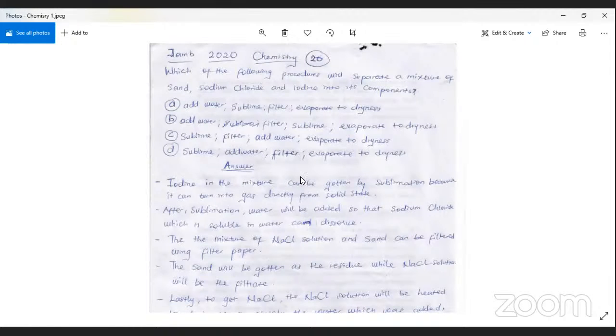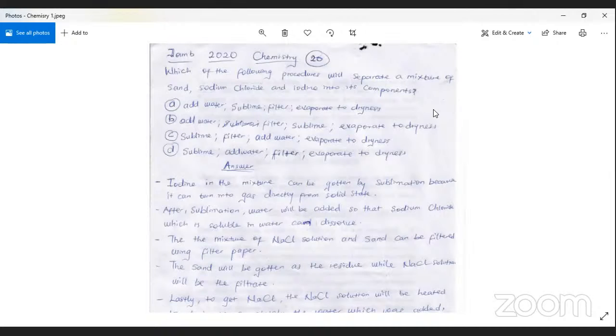Throw it inside. Okay, can you see this question? JAMB 2020 chemistry. Which of the following procedures will separate a mixture of sand, sodium chloride, and iodine into its components? Can you see that question? Yes. Okay, so let's sort out this problem one by one. Number one option is to add water.